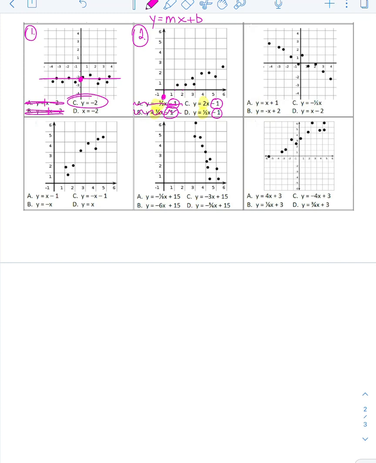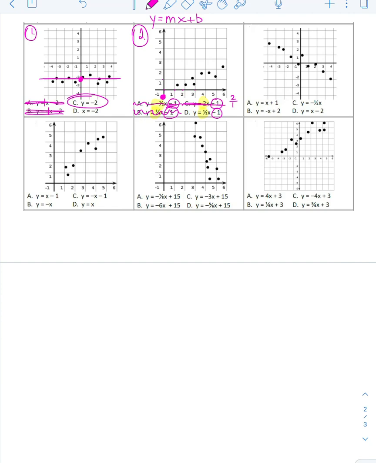Now let's go to C. We have 2 as a slope. Remember, a slope of 2 means I rise 2, I run 1. So let's go to my y-intercept. Rise 1, 2, run 1. Rise 1, 2, run 1. Look at that line. That's nowhere near the dots. So that's not going to be a good choice.